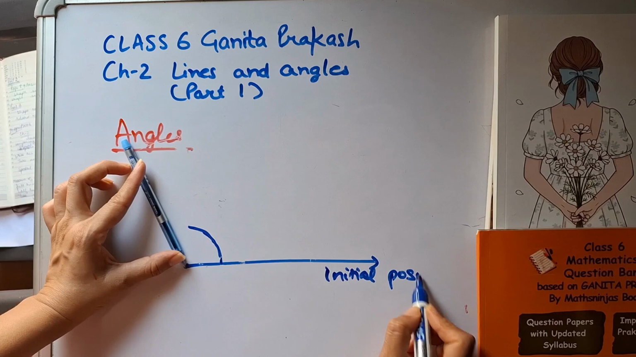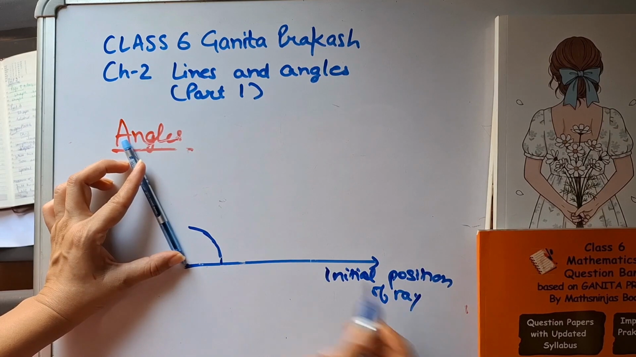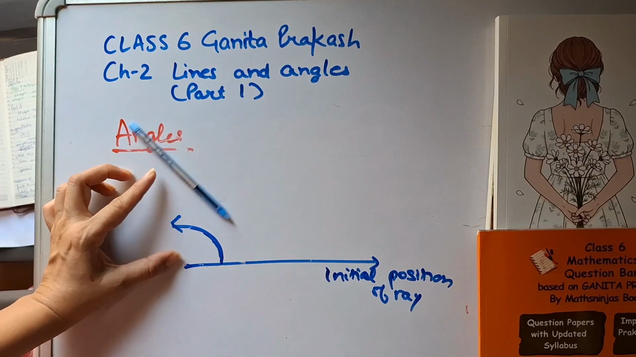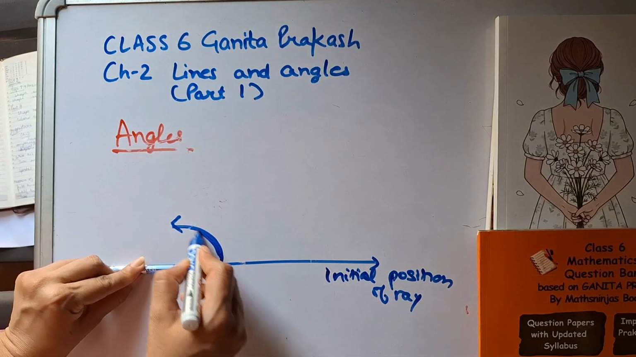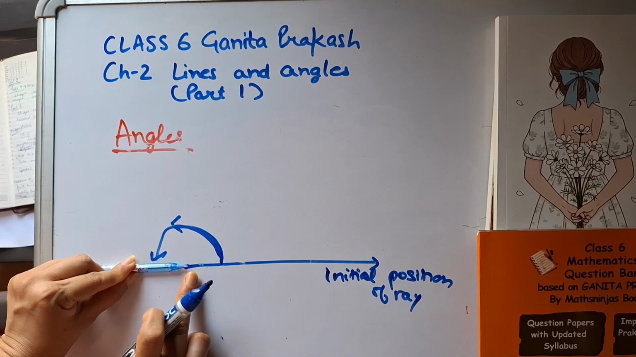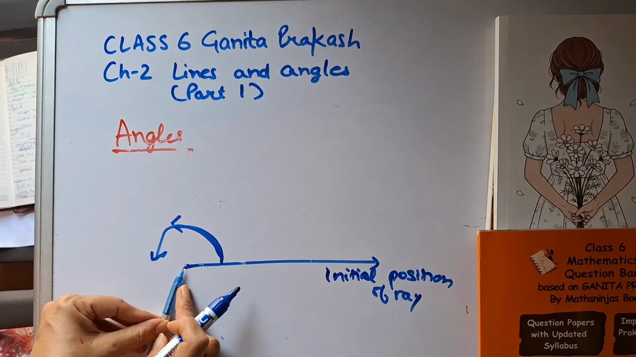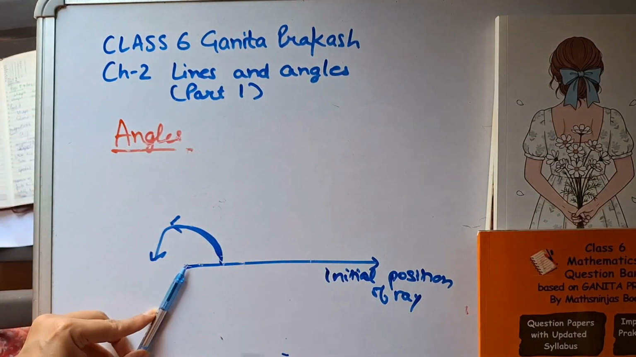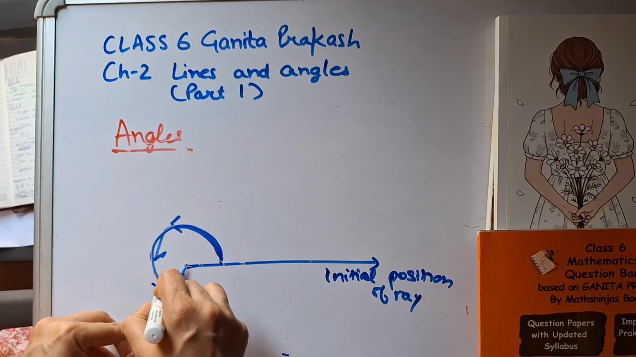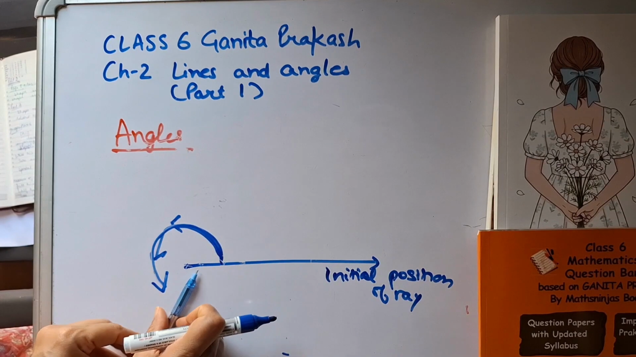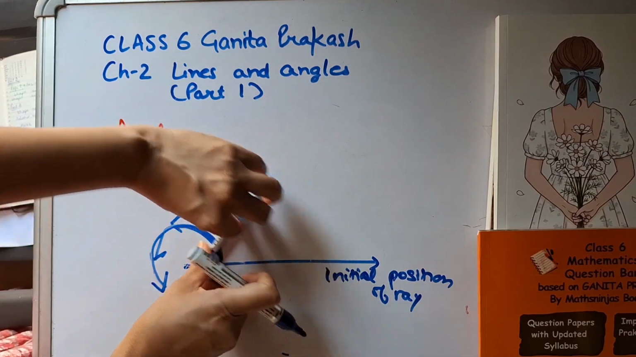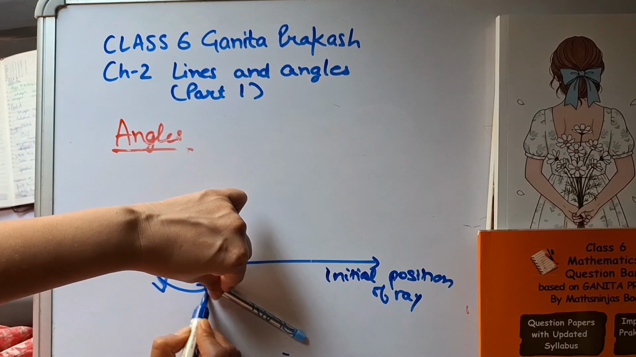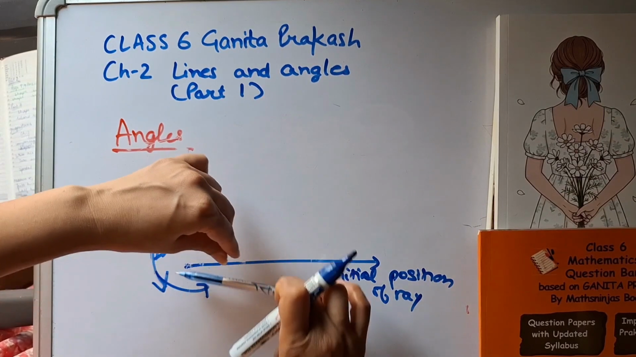This is the initial position of the ray, and I'm taking the final position here. Then this is the angle formed, and like this, if it goes like this, this is the angle formed. If the final position is this, the starting point remains the same. If you rotate it like this, the final position is here. From here again, if you rotate it, the final position is here. Try yourself, then you will know.